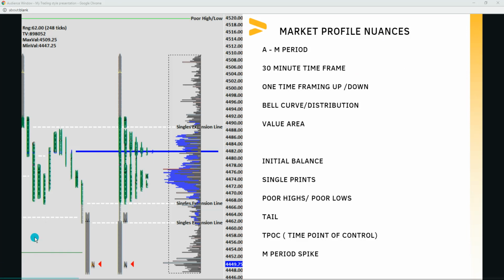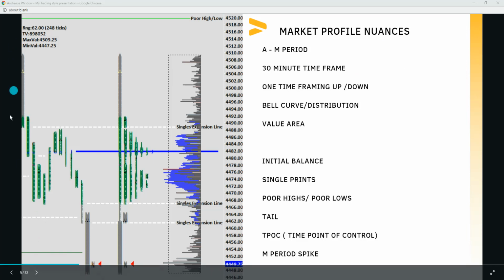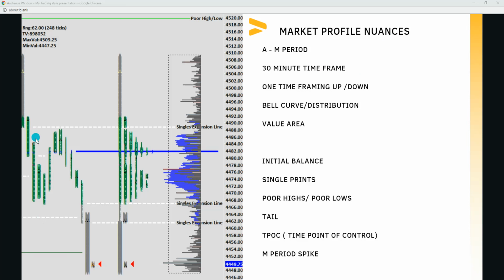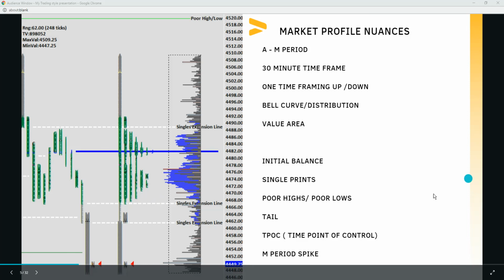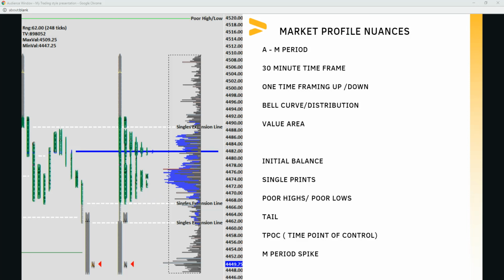And I don't go into details of what did A period do, what did B period do, how did C period react versus the B period. At the end of the day, it's all about one-time framing up or down. Where is the market willing to go? The previous day's high, the previous day's low. These are important references that I keep in my trading, because let's keep it simple, right?